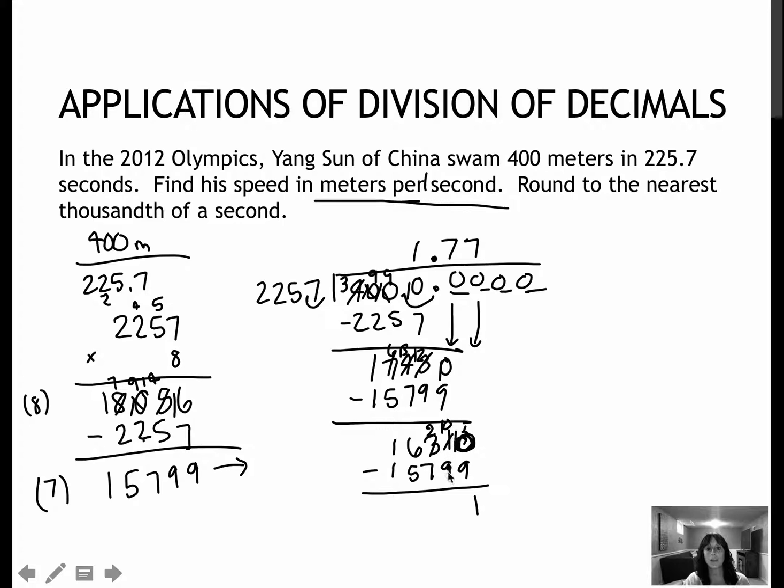So now I'm borrowing. 10 minus 9 is 1. 2, I can't take 7 away from that. And now I get 12 minus 7, which is 5. So I get 511. Bring down that next 0.